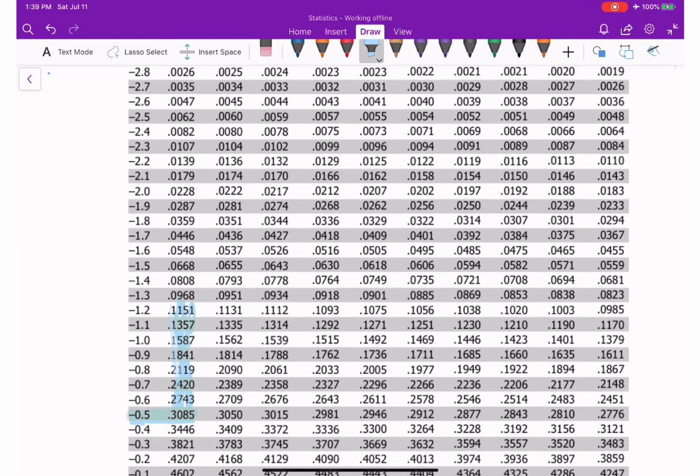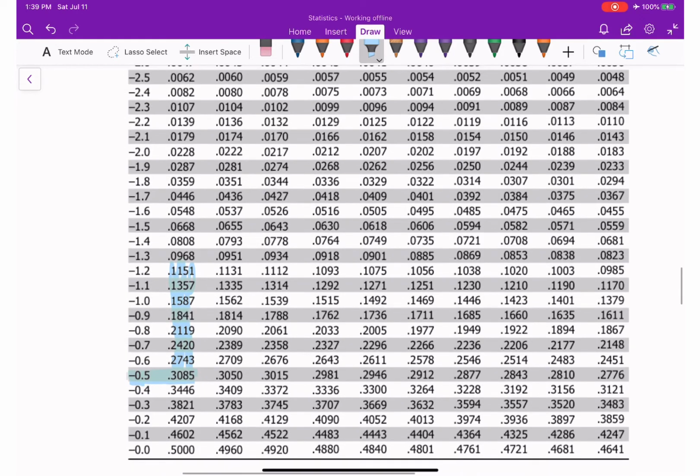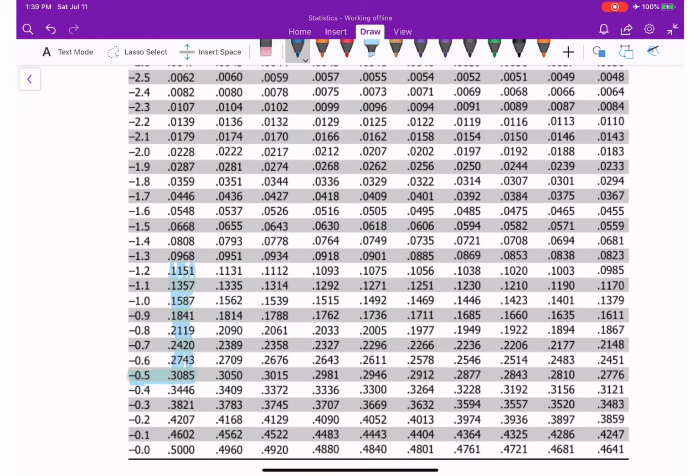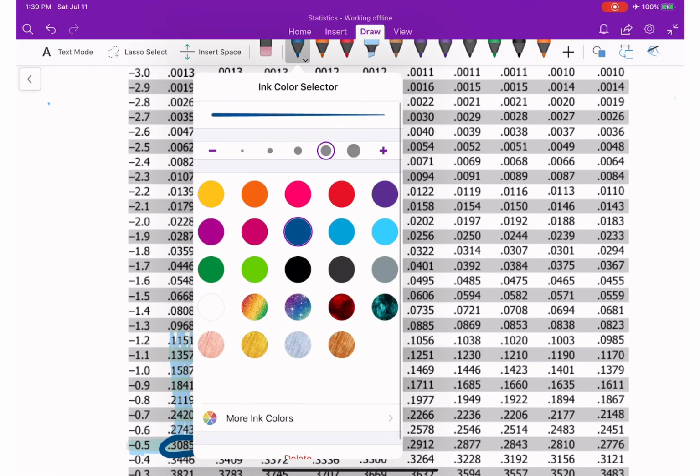Okay, and this is going to be 0.3085. Okay, so when you have only 1 decimal instead of 2 decimals, then you just add 0. So it will be 0.3085. Okay.